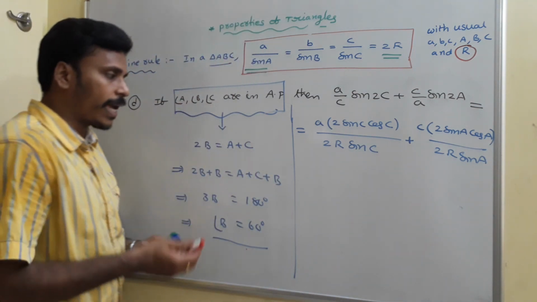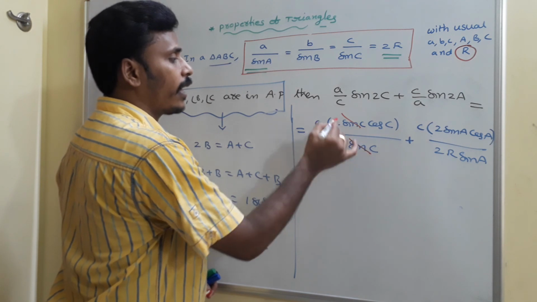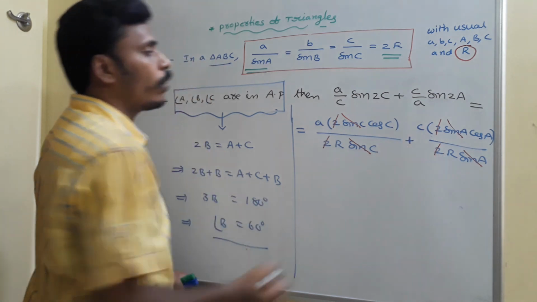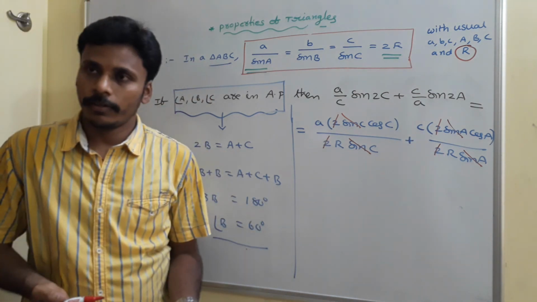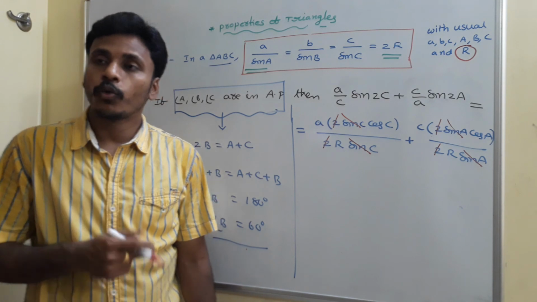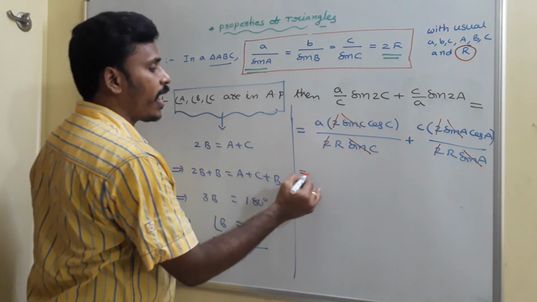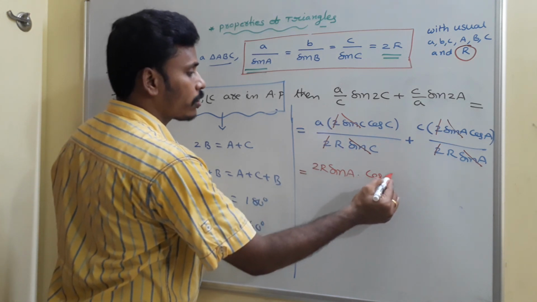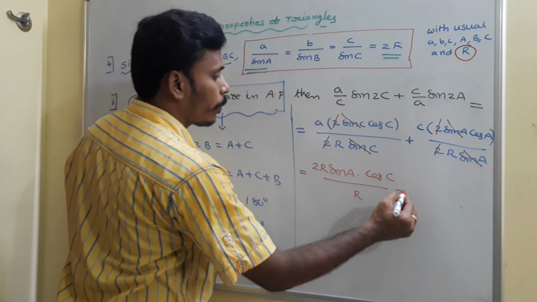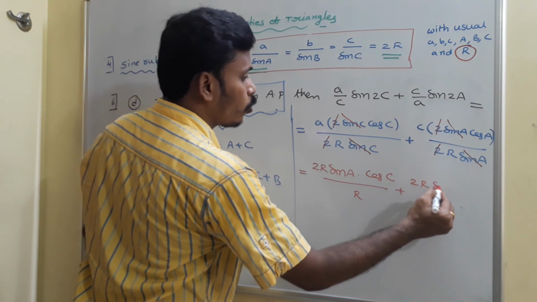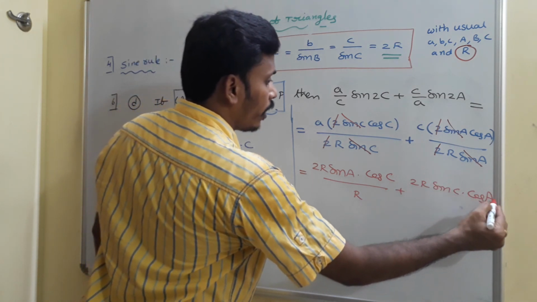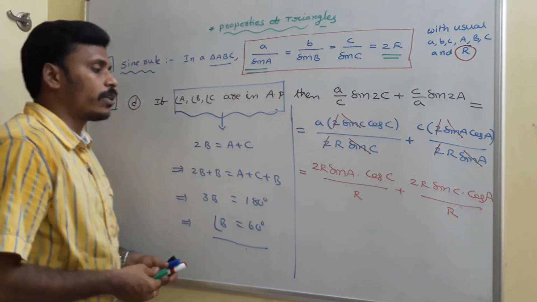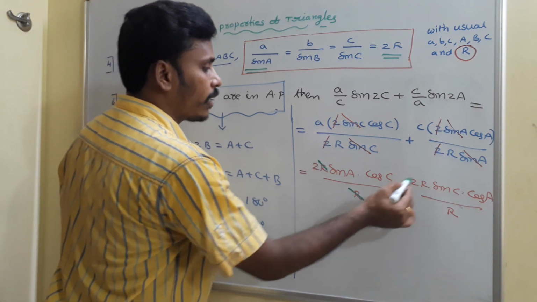Now you just search for the cancellations. Sin C and sin C will get cancelled, 2 and 2 will get cancelled, sin A and sin A will get cancelled, 2 and 2 again get cancelled. Now what is left here? Since the denominator has R, to eliminate that, you need to replace A as 2R sin A, so we get 2R sin A into cos C divided by R, plus here C is 2R sin C into cos A divided by R. Now you just cancel out that R. R and R get cancelled.